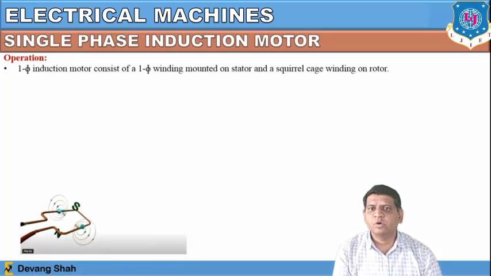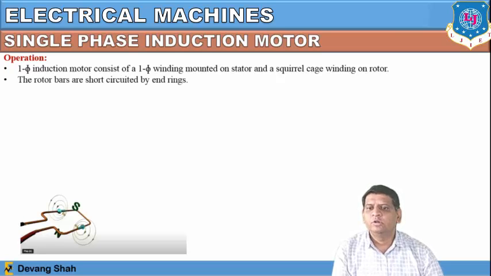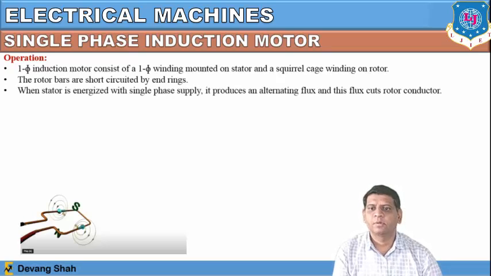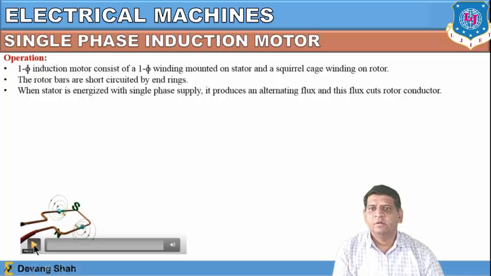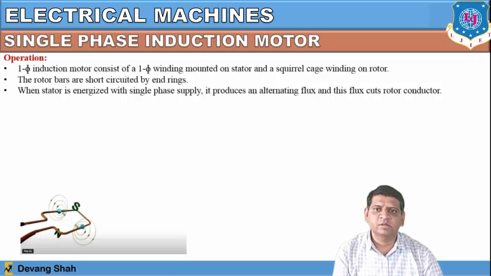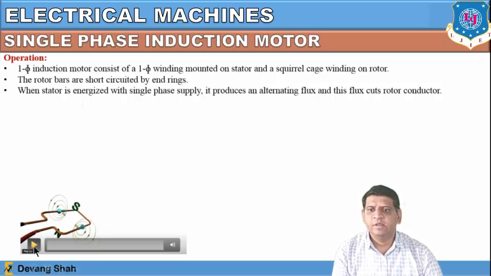The single-phase motor consists of a single-phase winding mounted on the stator and a squirrel cage winding on the rotor. If we talk about the operation of this single-phase induction motor, the rotor bars are short-circuited at the end ring. When the stator is energized with a single-phase supply, it produces an alternating flux and the flux cuts the rotor conductor. This can be depicted in this particular video.